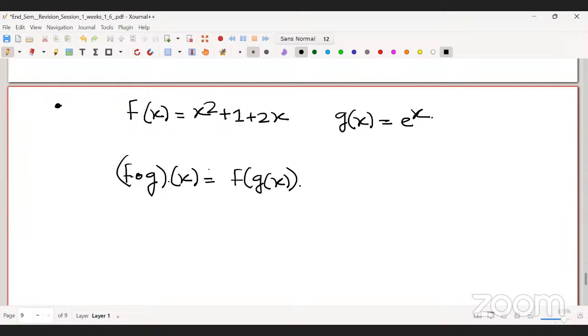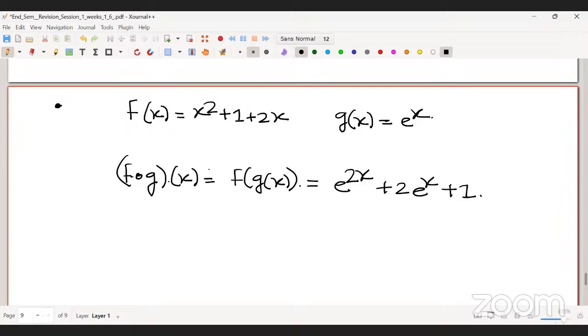So f of e to the power x. Yeah, what is that f of e to the power x? That is what I'm asking. So e to the power 2x plus 1 plus 2 into e to the power x. Correct. e power 2x plus 2e^x plus 1. Okay, so this is the composite function.